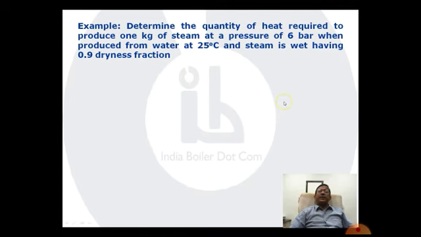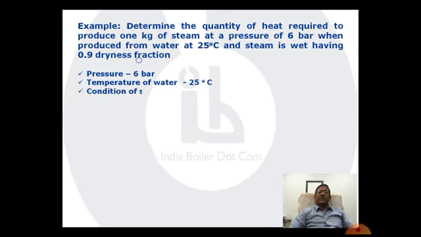Determine the quantity of heat required to produce 1 kg of steam at a pressure of 6 bar when produced from water at 25 degrees centigrade. The condition of steam is given as wet, having a dryness fraction 0.9 dry. Okay, so what have they given us? Let us first put down the values they have given us. They have given us the pressure as 6 bar, the temperature of the water as 25 degrees centigrade, and the condition of the steam as 0.9 dry steam.